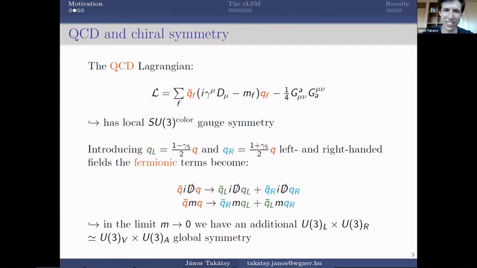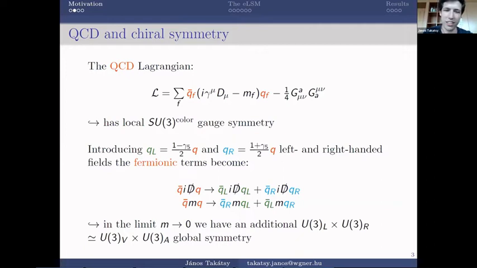So what you can see here is the QCD Lagrangian. It has a quark field and also the gauge field part. And by construction, it has a local SU(3) color gauge symmetry. But if we look further, then we can find other symmetries as well. For example, if we project the quark fields to a left-handed field and a right-handed field, then we can see what happens to the terms in the Lagrangian.